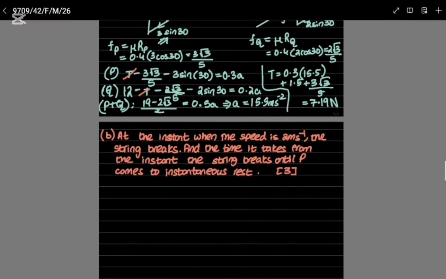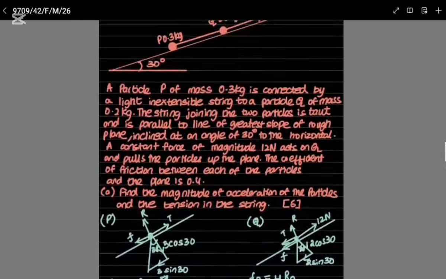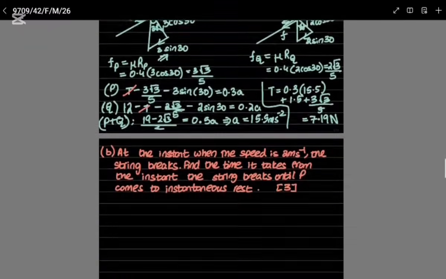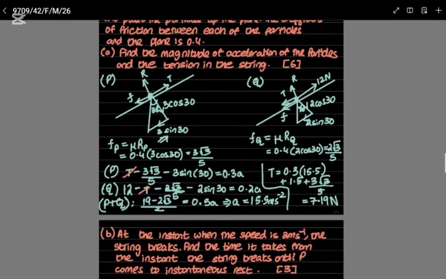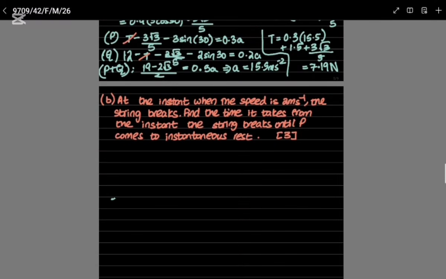Now part B. At the instant when the speed is 2 meters per second, the string breaks. Find the time it takes from the instant the string breaks until P comes to instantaneous rest. So now we have the diagram of P. Let's just draw it again so you guys understand it. This is P. Now again the weight: this is going to be 3 cos 30, this is going to be 3 sine 30.